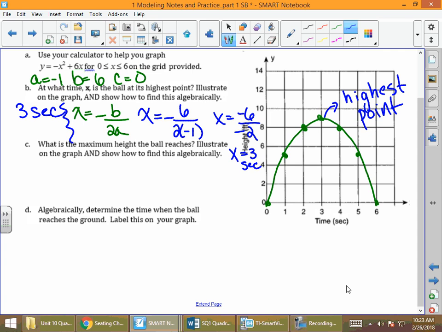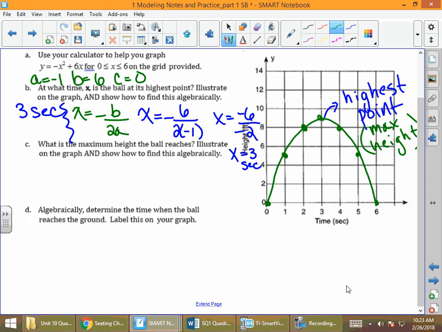And that is how long it takes us to get to the maximum height of our graph. Well, now the next question says, now that we know how long it takes, what is the maximum height? And I'm going to put over here on our graph, because it says illustrate this on the graph, that the highest point is the maximum height. And we can look at our picture. Now, since it's a partial point there, that sometimes gives people a little bit of trouble.